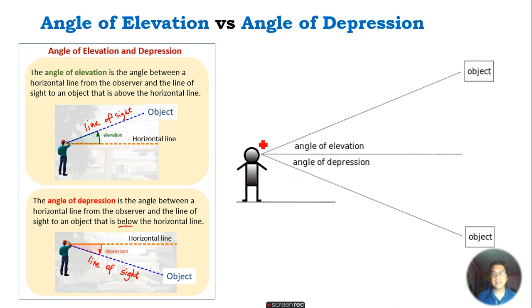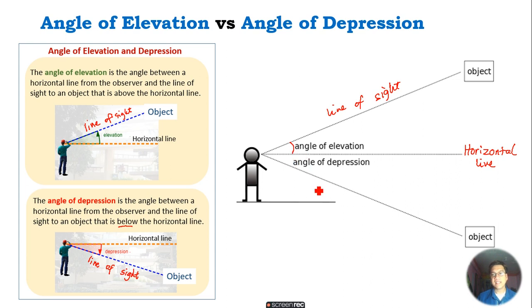Now, let's look again at this illustration. This man is looking at an object above and below. If we consider this as the horizontal line, and this one is our line of sight, then if you're looking at an object above the horizontal line, that becomes our angle of elevation.